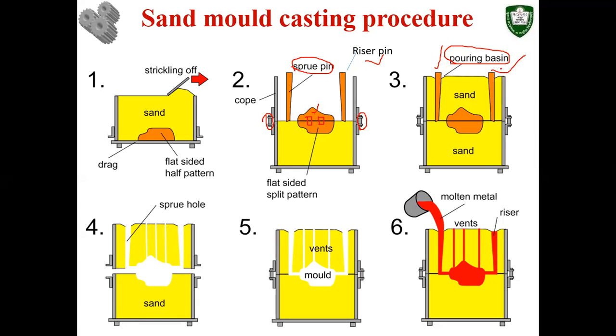You take both of them out, and before that you need to make the surface really flat. Okay, the surface has to be really flat, by the same method like striking off. Okay, the surface is flat. You take out the sprue pin, and also you take out the riser pin, and then you again unclamp it. You remove the clamps, and then you take the cope out and put it upside down.